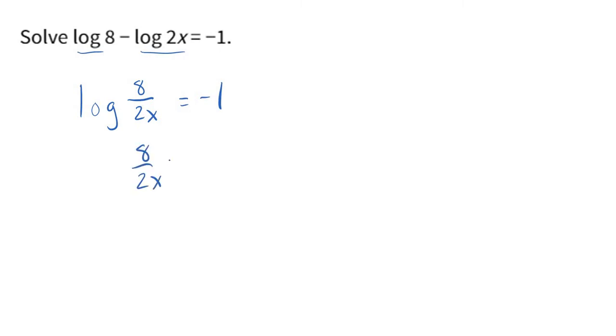So 8 over 2x equals 10 to the -1st. Of course, I could reduce this right here if I want. So that'd be 4 over x. And 10 to the -1st is 1 over 10. And now if you want to cross multiply, there's different ways you could solve this. And so x equals 40.